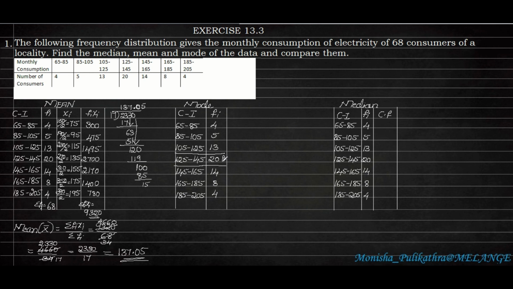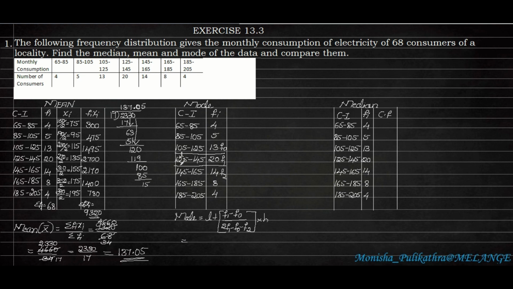So now this 20 will become F1. So this will be F0 and this will be F2. So this will be L, the lower limit. The formula for mode is equal to L plus (F1 minus F0) divided by (2F1 minus F0 minus F2), into H. H is the class size.